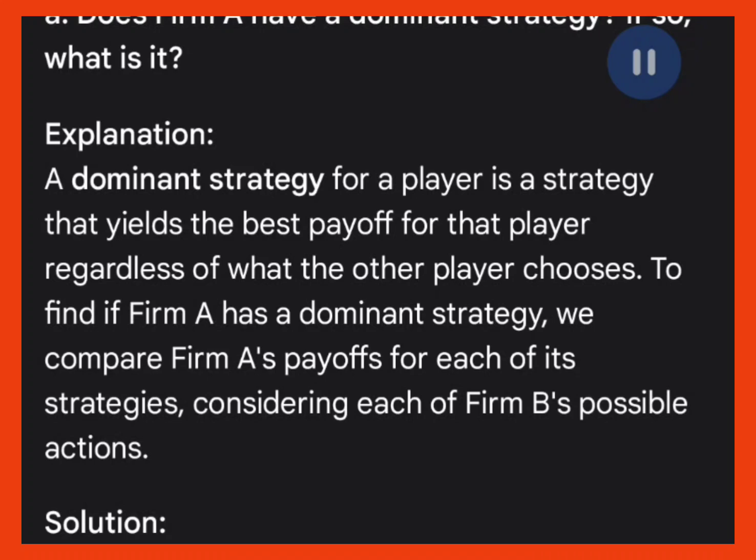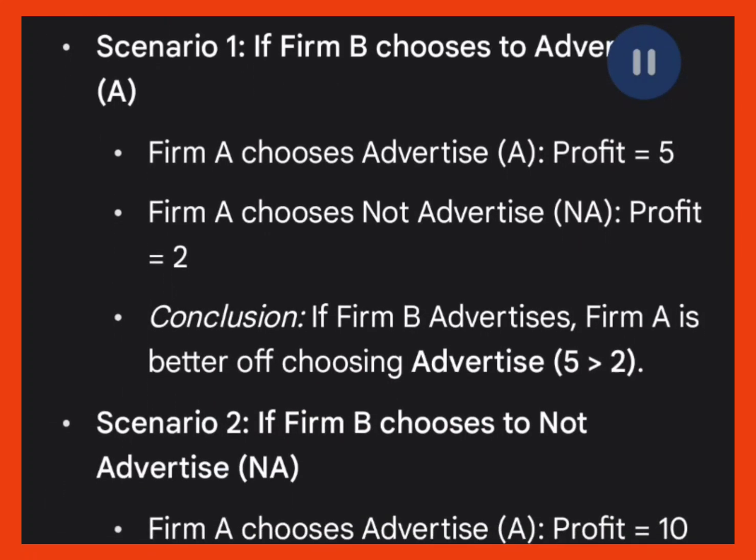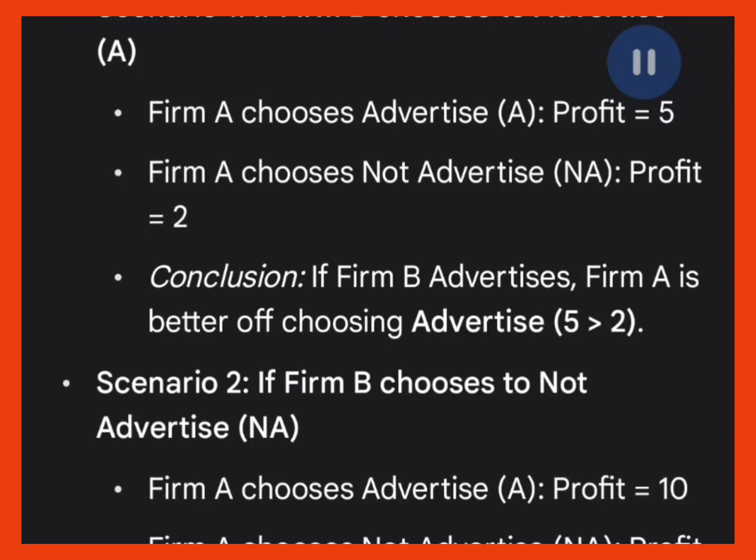Solution. Let's analyze Firm A's choices. Scenario 1. If Firm B chooses to advertise A, Firm A chooses advertise A: profit equals 5. Firm A chooses not advertise NA: profit equals 2. Conclusion. If Firm B advertises, Firm A is better off choosing advertise, 5 greater than 2.